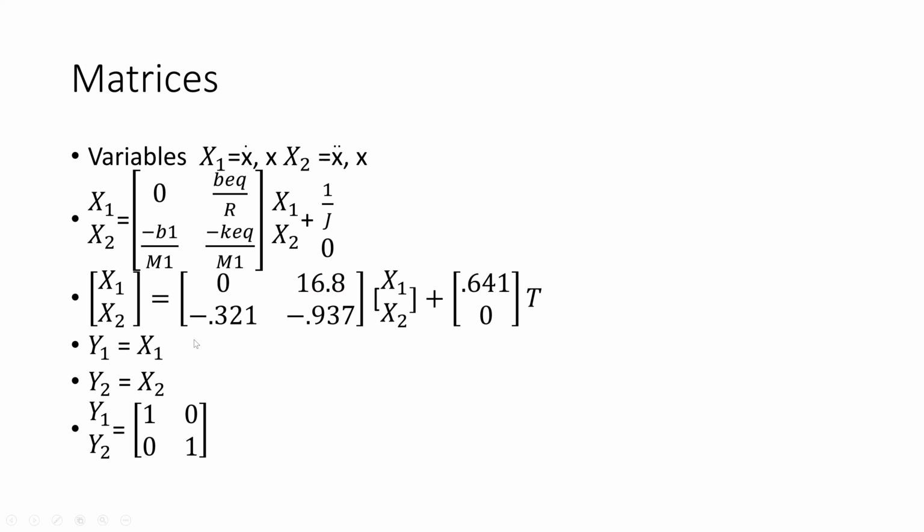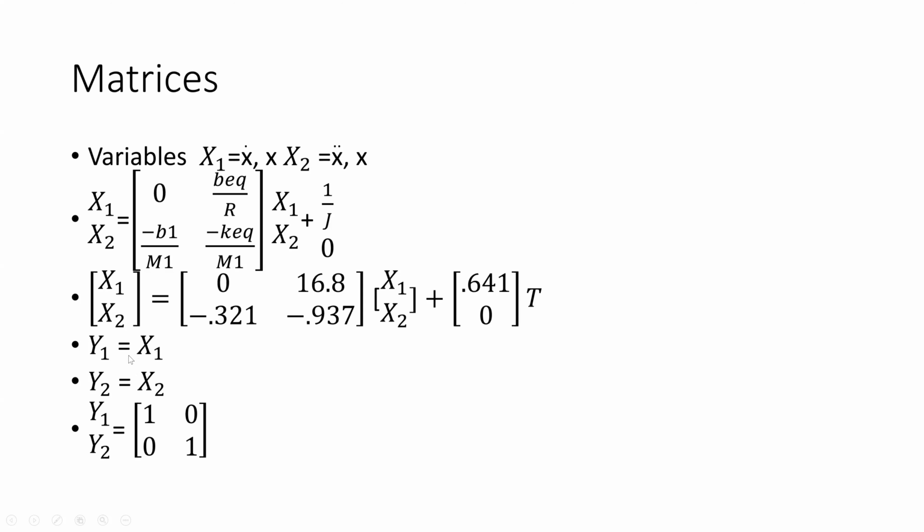Next, I have our matrices. So I started with our variables of x1 is x dot and x, and x2 is our x double dot and x. We pulled these equations from our B equation, our K equation, our radius, our mass of the gear, and then we have our 1 over J to help us solve the matrix. We just then plug each of these numbers in, take it times the x1, x2, plus our 1 over J and 0, and that is by the T.